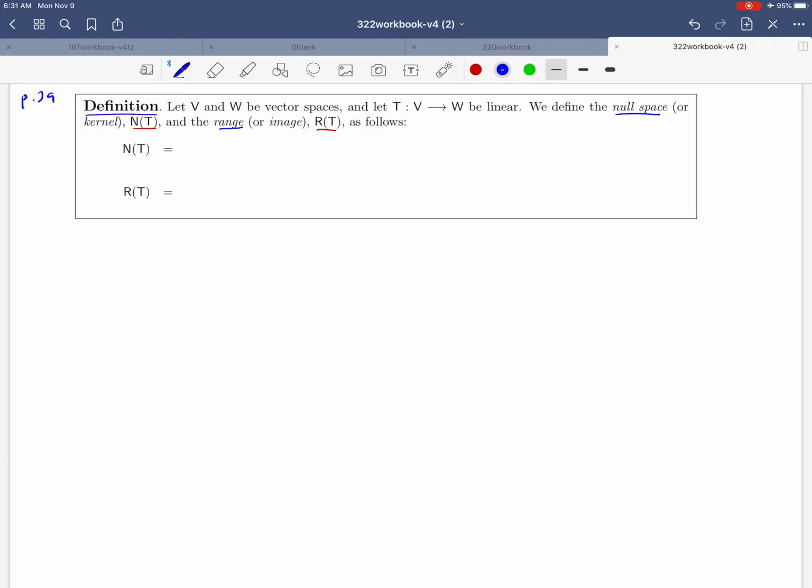So the null space of T is the set of all vectors in our domain, so the set of all x in V, such that if we substitute those vectors into the transformation, we get the zero vector out. Okay, so one way to describe the null space is it's the set of all inputs that map to the zero vector. Okay, and I emphasize the word inputs.